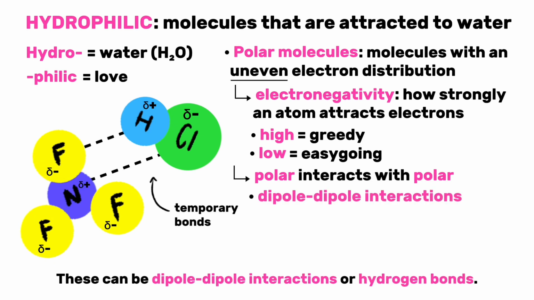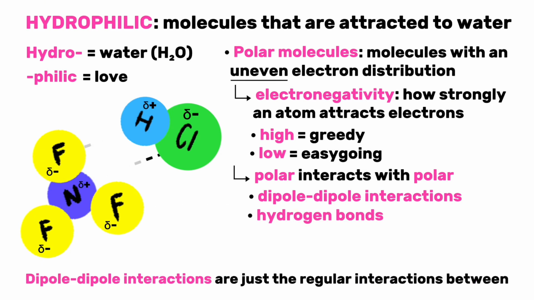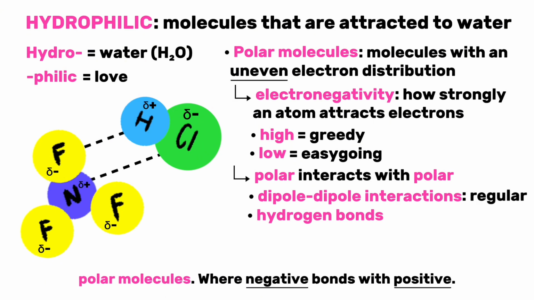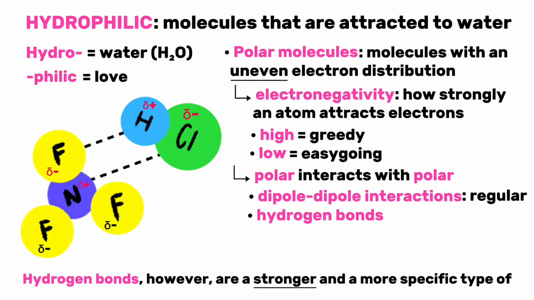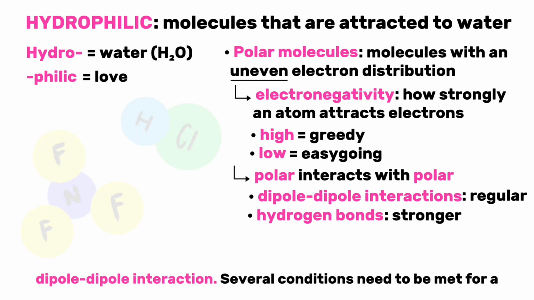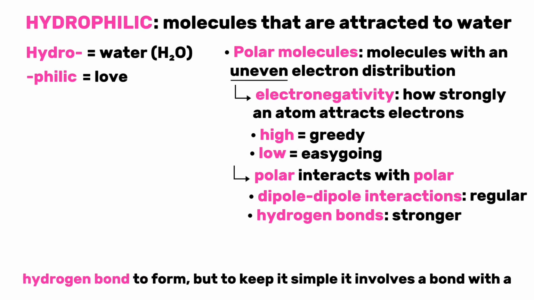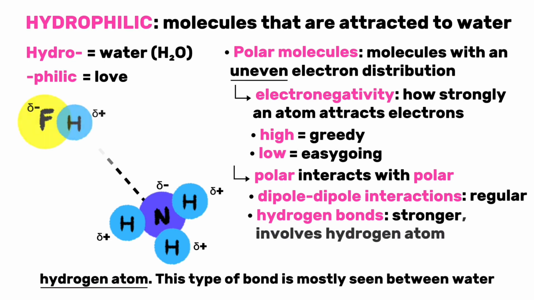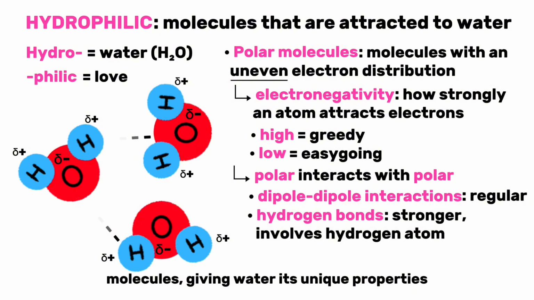These can be dipole-dipole interactions or hydrogen bonds. Dipole-dipole interactions are just the regular interactions between polar molecules, where negative bonds with positive. Hydrogen bonds, however, are a stronger and a more specific type of dipole-dipole interaction. Several conditions need to be met for a hydrogen bond to form, but to keep it simple, it involves a bond with a hydrogen atom. This type of bond is mostly seen between water molecules, giving water its unique properties.